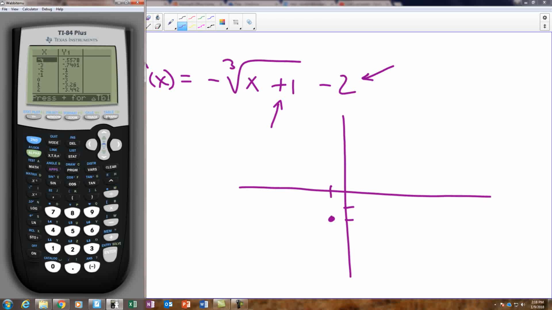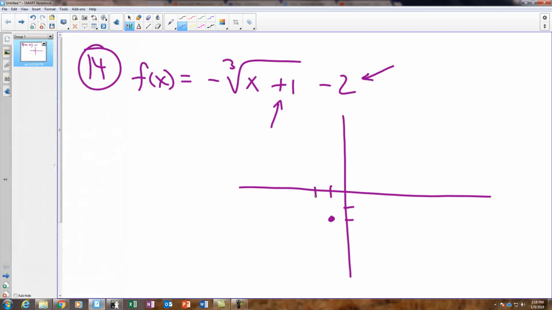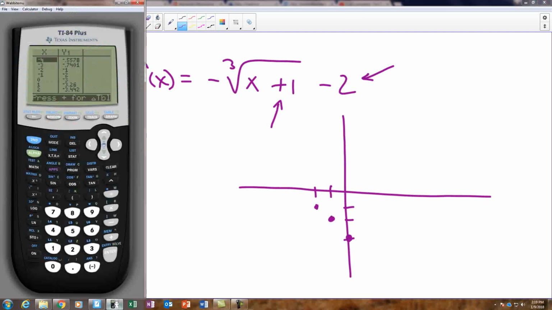It looks like -2, -1, and 0, -3 are also some good points. So I'm going to come over to -2, -1, and 0, -3. Is this enough points to graph it? The answer is no, because right now that's a straight line. I'm going to have to go out a little bit further to force the curve to appear.